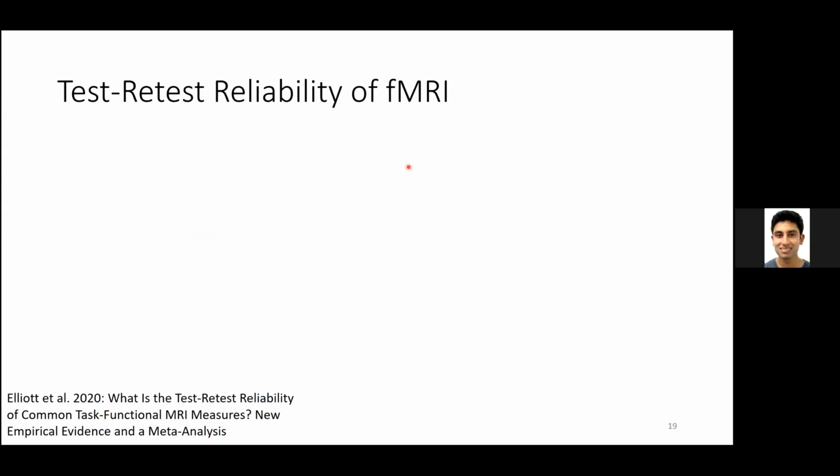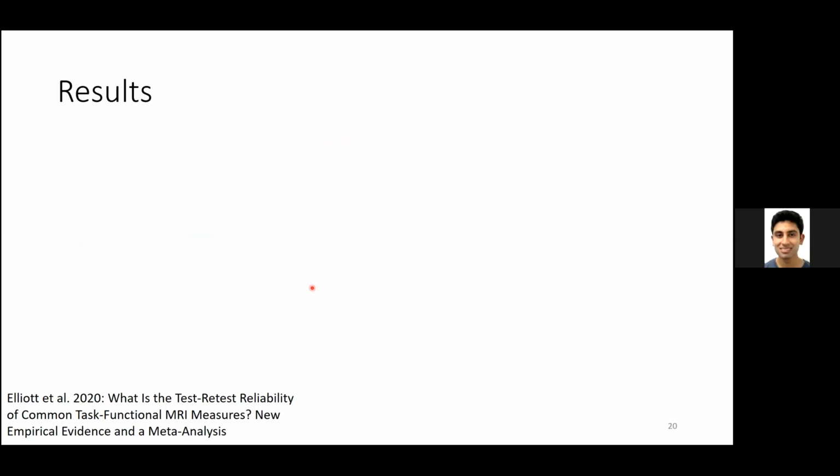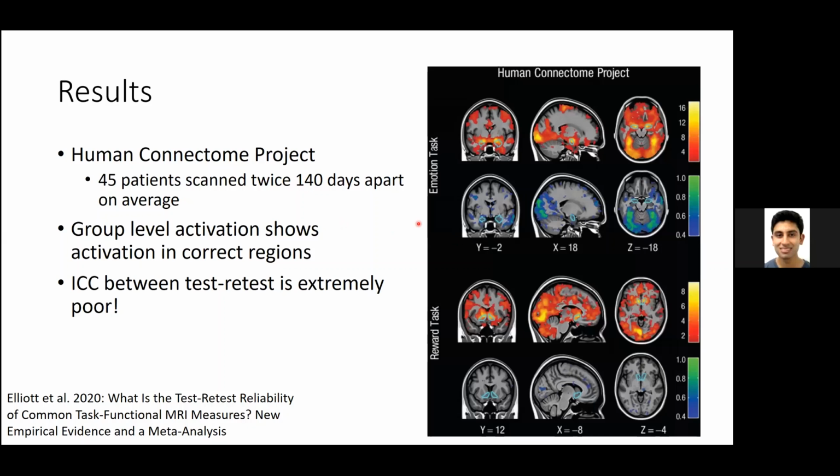And the final paper I wanted to look at was a very recent paper from Duke University on the test-retest reliability of fMRI. And really, this study just tests, is there a strong ICC between repeated measurements for patients on fMRI tasks? And so what they did was they found 45 patients and scanned them twice, 140 days apart on average, which is a relatively long time, I should mention, but the results speak for themselves, which is that while the group level activations showed strong activation in the correct regions, the ICC between test-retest was extremely poor.